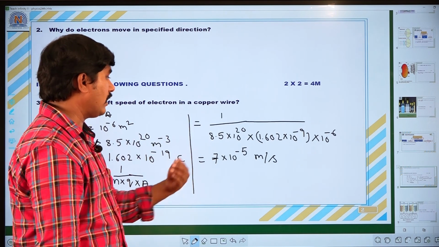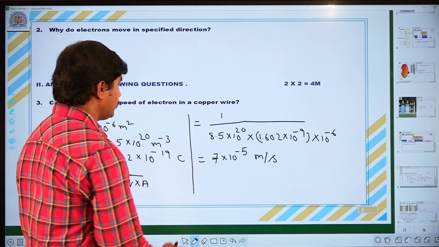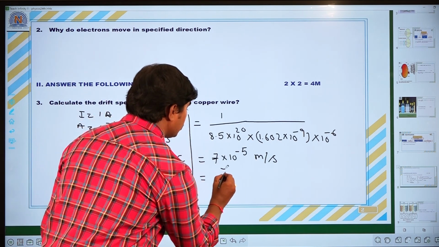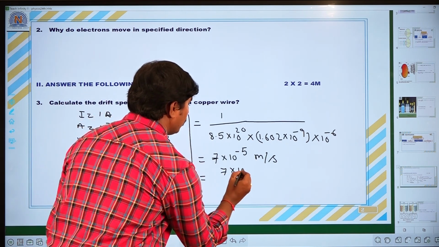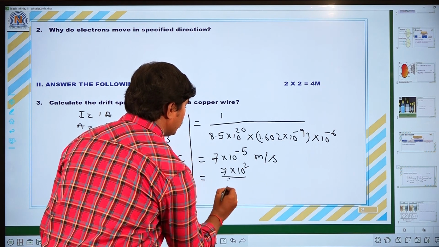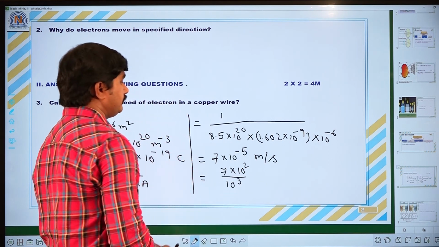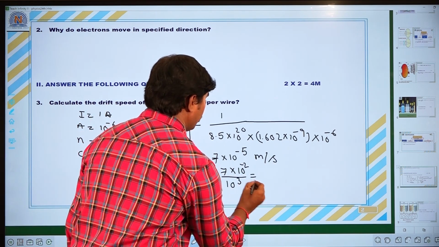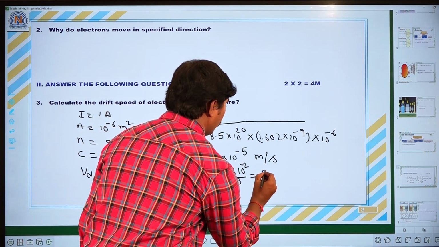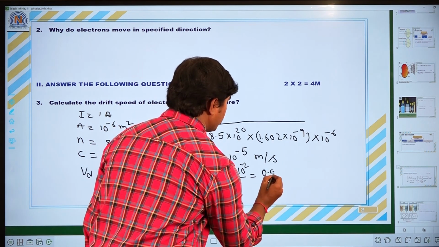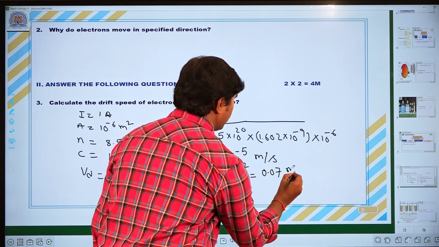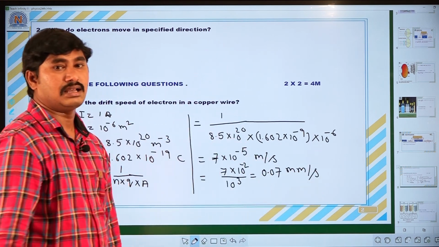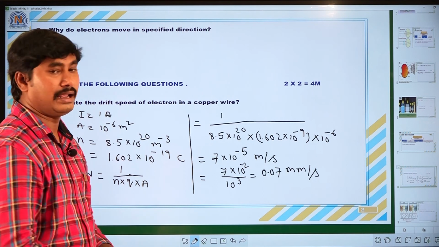Drift speed is usually converted to millimeter per second, so you have to convert this: 7 into 10 power of minus 5 becomes 7 into 10 power 2 by 10 power of 3. What happened here? Converting this, we get 0.07 millimeter per second. So, that is the answer for the drift speed in copper wire.